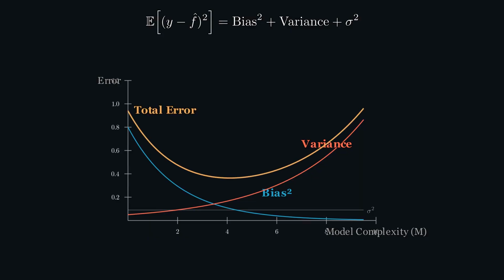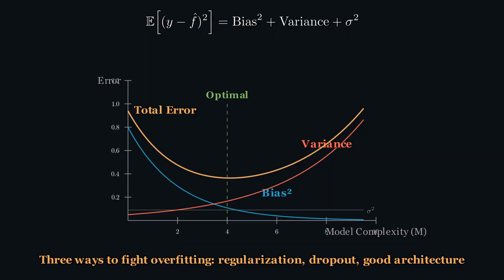The total error is a U-shaped curve. Too simple, and bias dominates. Too complex, and variance explodes. The sweet spot is somewhere in the middle. In the next sections, we'll see 3 powerful ways to fight overfitting: regularization, dropout, and good architecture design. Each of them reshapes the loss landscape to make it easier to find that sweet spot.